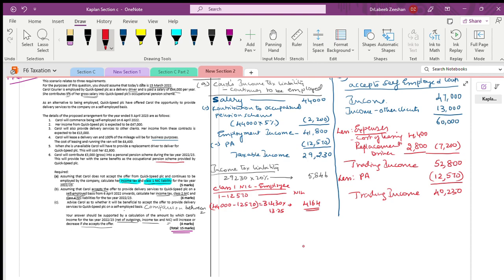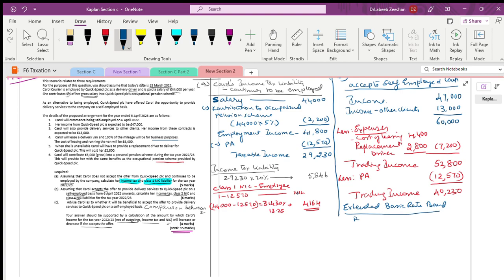This much we have to add to the basic rate so that the basic rate band can be extended. This has to be added to the basic rate band. After that only we have to calculate the tax.